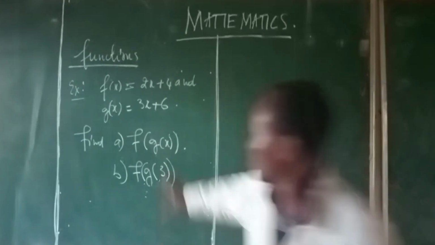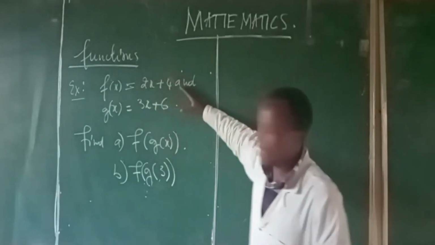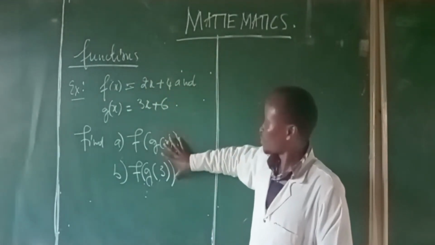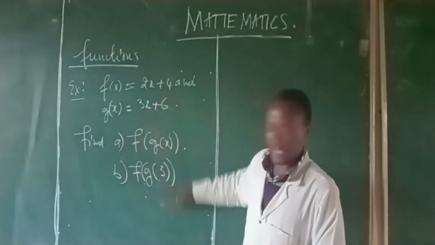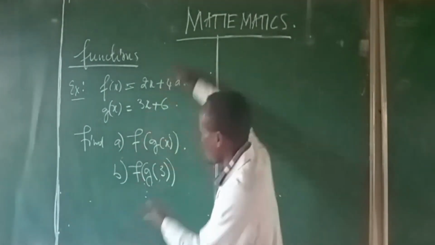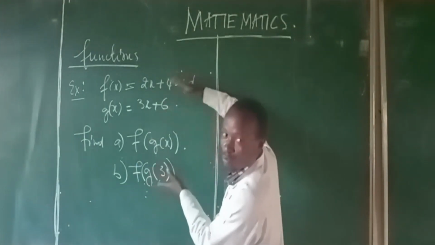Now let us continue. You see on the chalkboard you have been given two functions, and we have some questions, which are A and B. Now think about those two questions, and we're going to do it together.